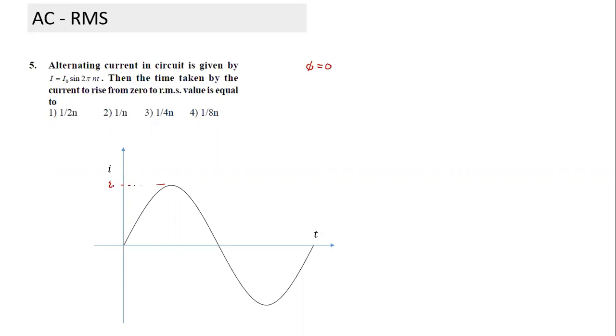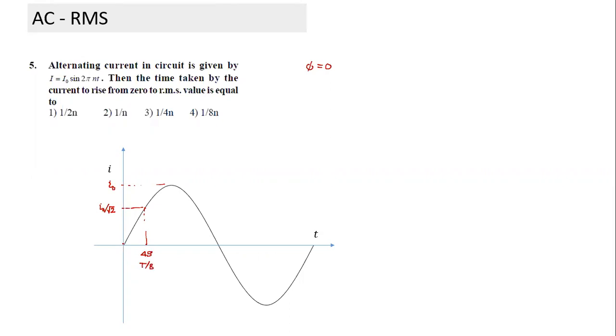So what is the time it will take to rise from 0 to RMS value? What does the RMS value correspond to? RMS value is equal to maximum value divided by √2. For all sinusoidal functions, RMS value is taken over a time period or a long time duration. And I0 by √2 corresponds to what phase? This is phase 0. I0 by √2 corresponds to a phase angle of 45 degrees or T by 8.